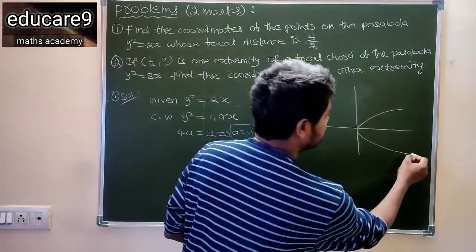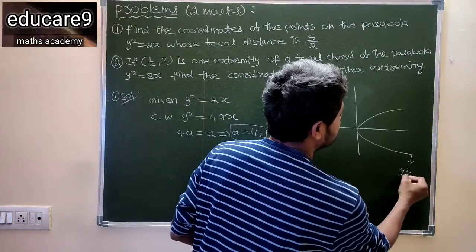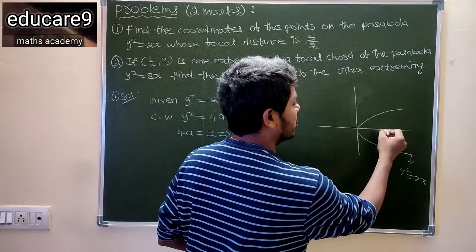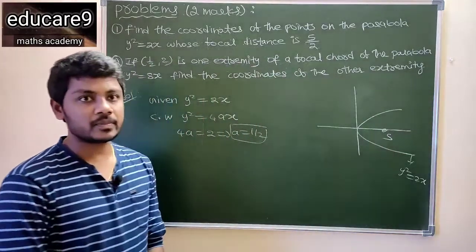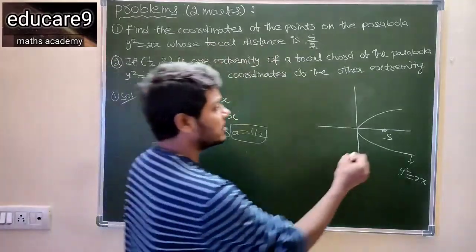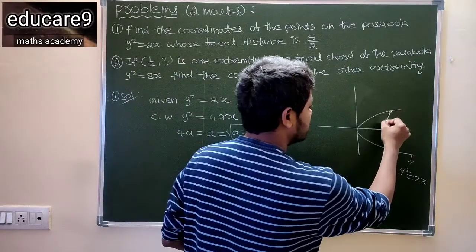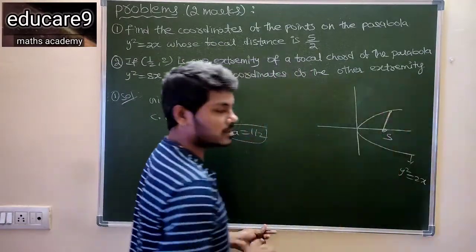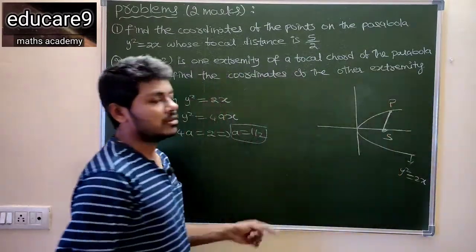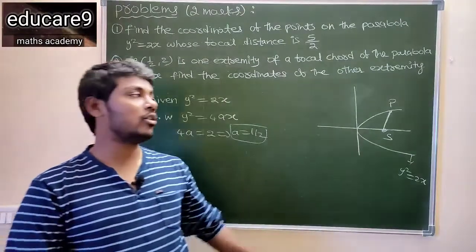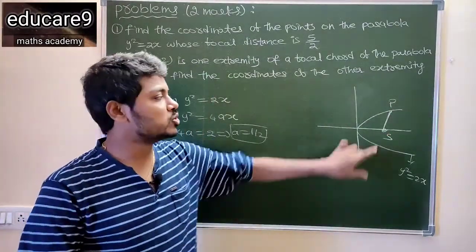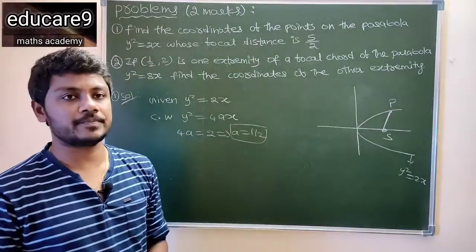So this parabola is y square equals 2x, and this is the focus of the parabola. Now, whose focal distance is given as 5/2. Suppose this is the focal distance, and suppose this is the point P. We need to find the coordinates of point P on the parabola using the focal distance.